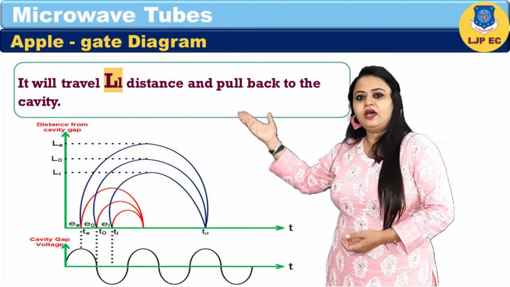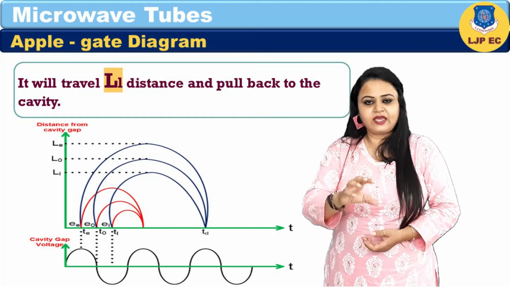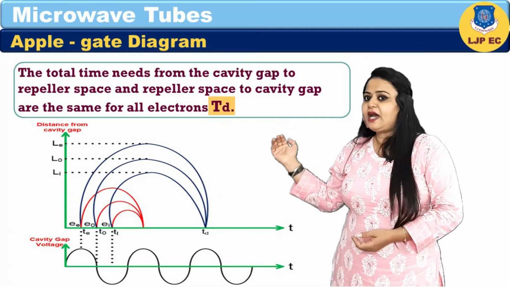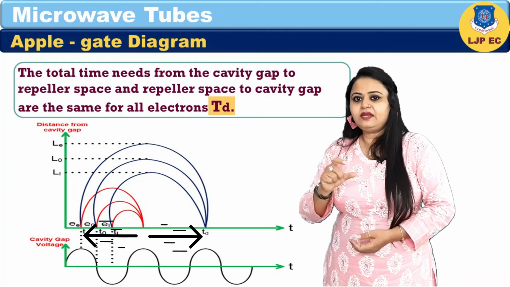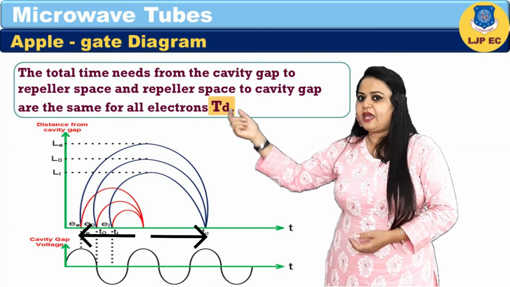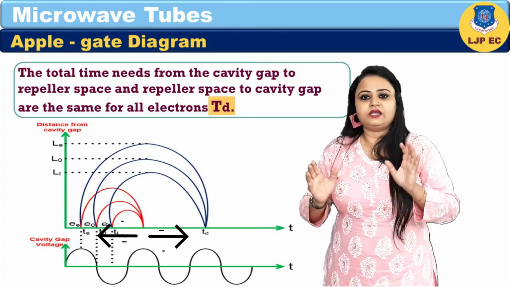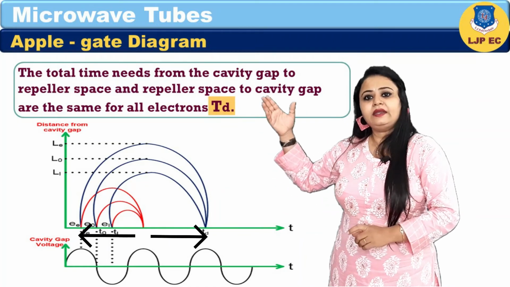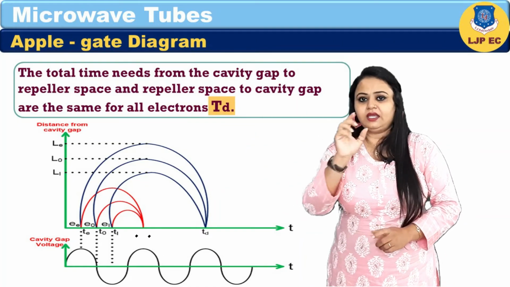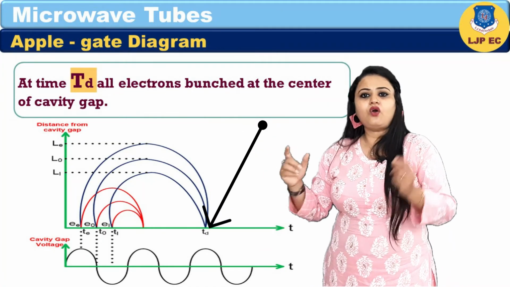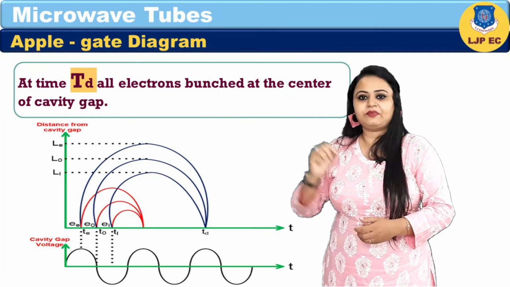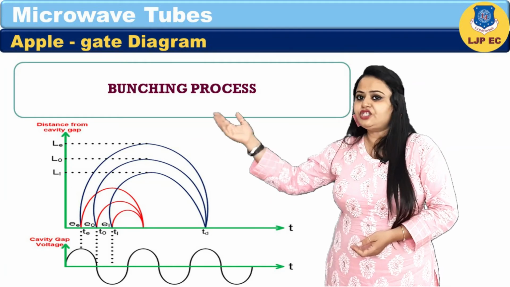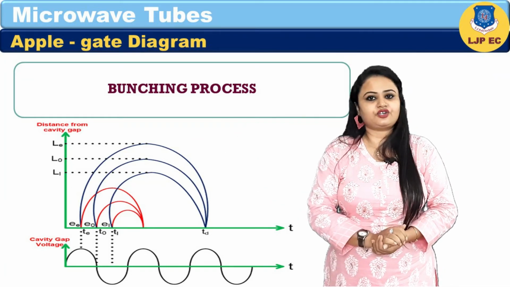The graph below helps to explain this process very clearly. The total time needed from cavity gap to the repeller space and from repeller space back to the cavity gap is the same for all electrons. That time is TD. At time TD, all electrons are bunched at the center of the cavity gap. And this is how the bunching process occurs in the klystron tube.